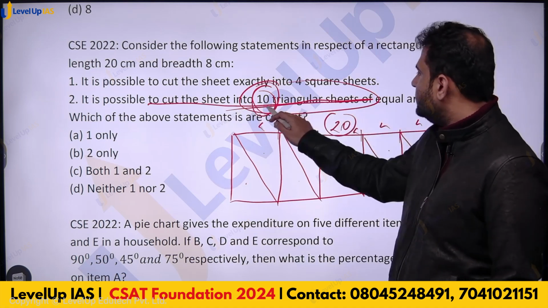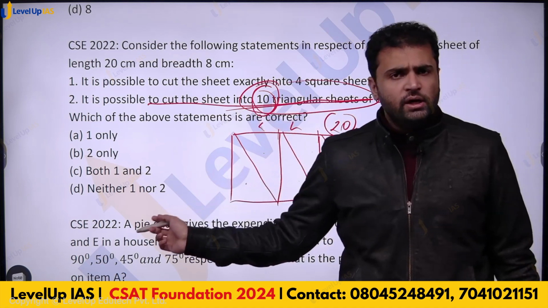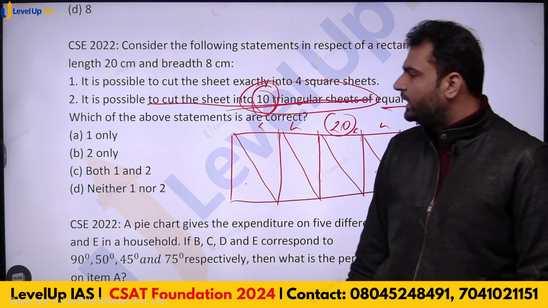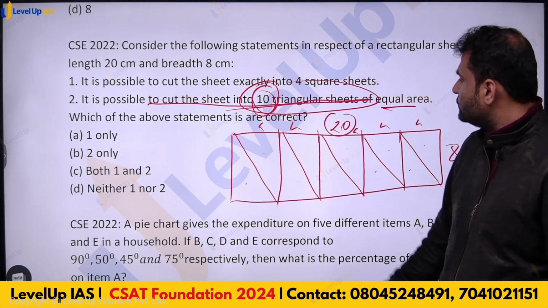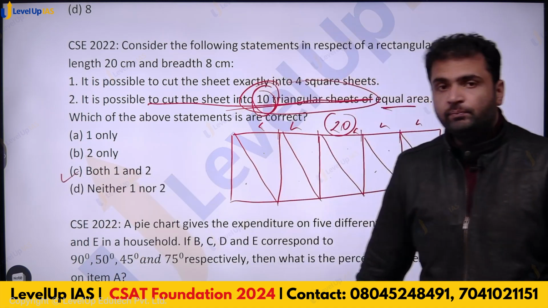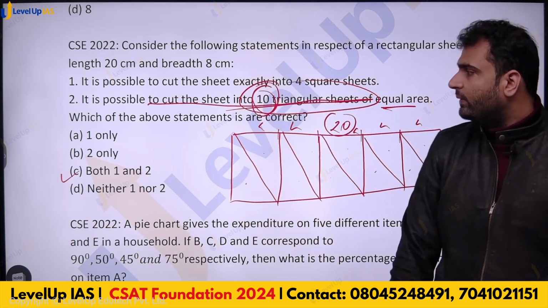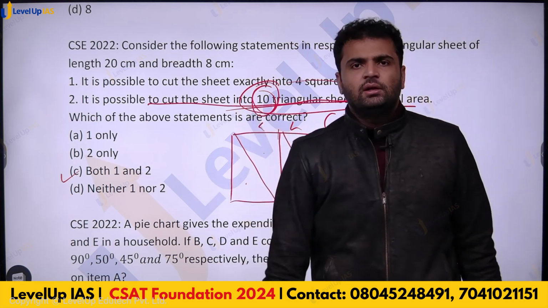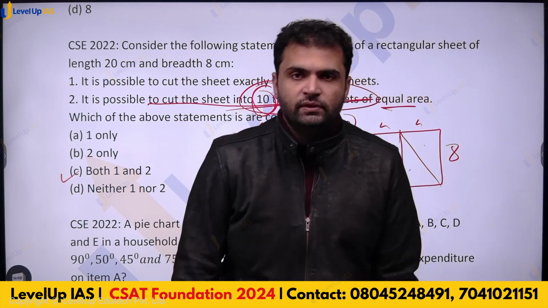Cut it into 10 sheets of equal area. They are congruent triangles. So congruent triangles do have equal area. That we know. That is why it is indeed possible and both the statements are correct. The first statement, you can easily arrive at the answer. But for the second statement, you may face some difficulty.